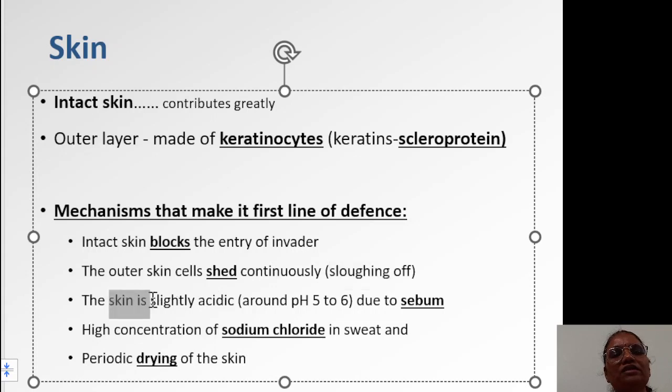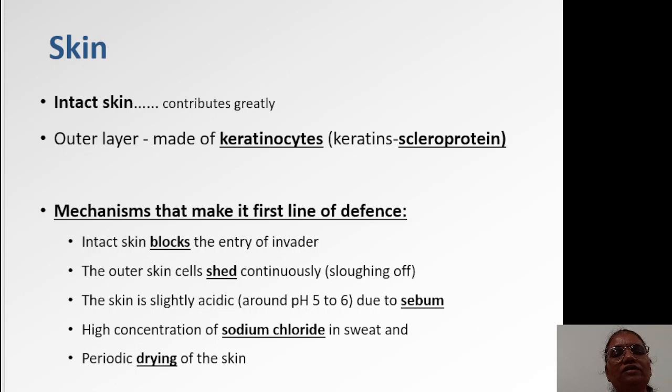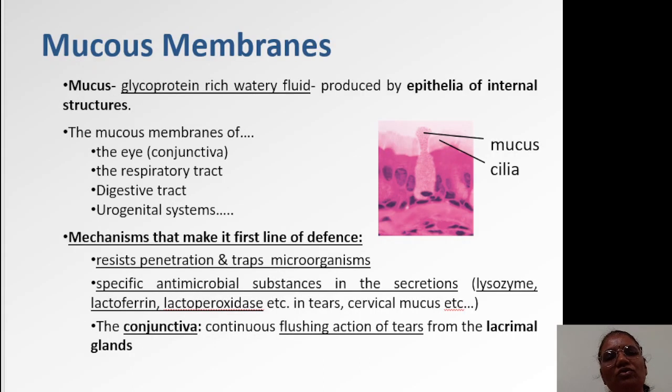Additionally, the skin secretions from the sebaceous gland, which are rich in fatty acid content, give the skin a slightly acidic pH, which is also an unfavorable condition for microbial sustenance. The sweat gland secretion is rich in sodium chloride, that is, it has a high salt concentration, and that is also inhibitory for microbial growth. Further, the skin remains dry most of the time, and drying has an impairing effect on microbial growth.